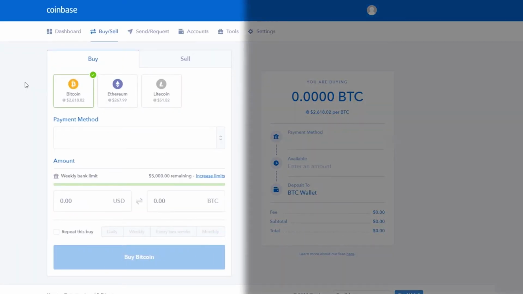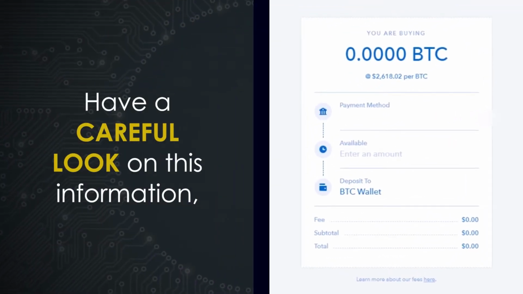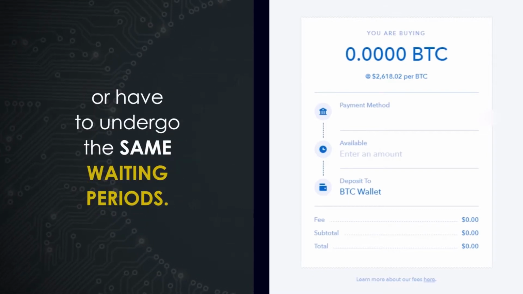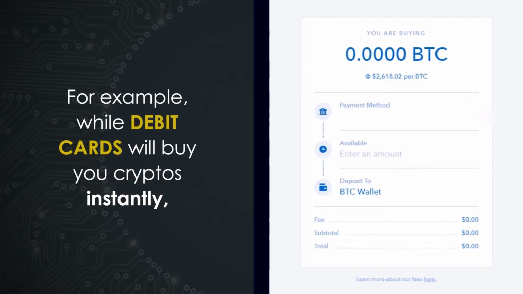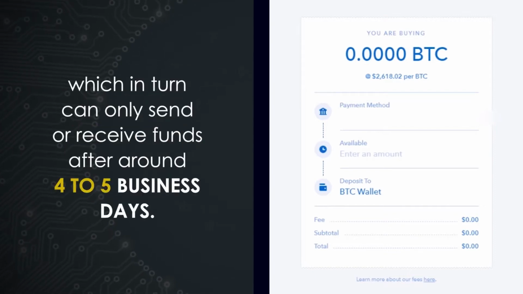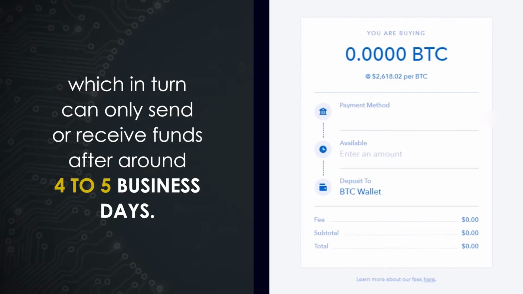On the left side of the page, you will see your options for buying and selling cryptos, while on the right you will see a summary of your invoice, including the times for your funds to be available and the fees charged by Coinbase. Have a careful look on this information, because not all payment methods are charged the same fees or have to undergo the same waiting periods. For example, while debit cards will buy you cryptos instantly, they suffer higher fees than bank accounts, which, in turn, can only send or receive funds after around 4 to 5 business days.